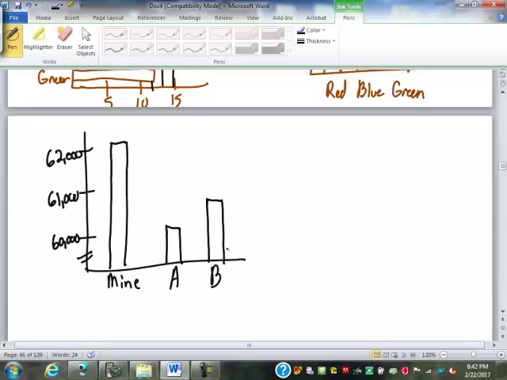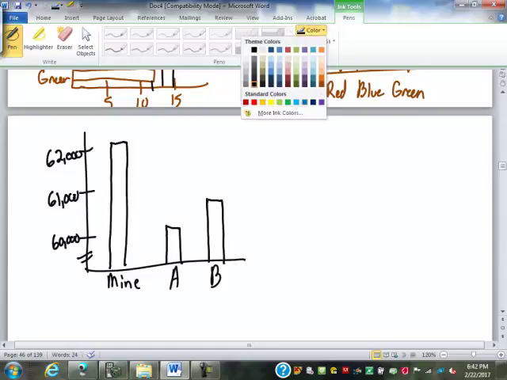Well, if you look at this, you would say that I am really kicking butt on companies A and B here. But that's not necessarily true. Can anybody tell me why?